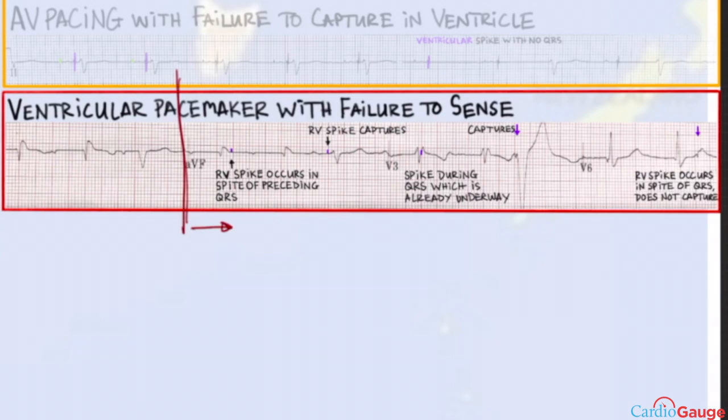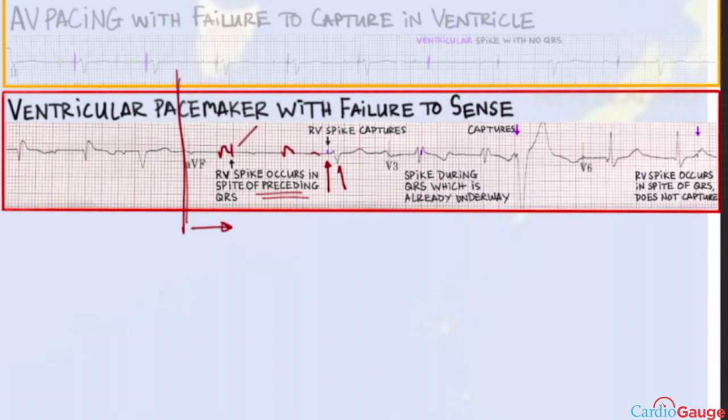We've got a QRS, and then there's a pacemaker spike right afterwards. So that happens in spite of the preceding QRS. That's not normal, because the pacemaker should know it's not supposed to pace since there was just a QRS complex. Here's another QRS complex, and then there's a P wave, and then there is an RV pacemaker spike, and it captures because there's a QRS afterwards.